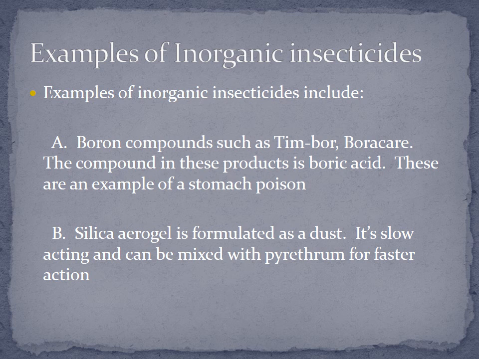Here are some examples of inorganic insecticides. Examples include A, boron compounds such as Timbor and Boracare. The compound in these products is known as boric acid. These are going to be an example of a stomach poison. B, we can look at silica aerogel, which is formulated as a dust. It's slow acting and can be mixed with pyrethrum for faster action. So these are going to be inorganic types of products. They don't break down easily in the environment, so that's how you're going to differentiate the two.